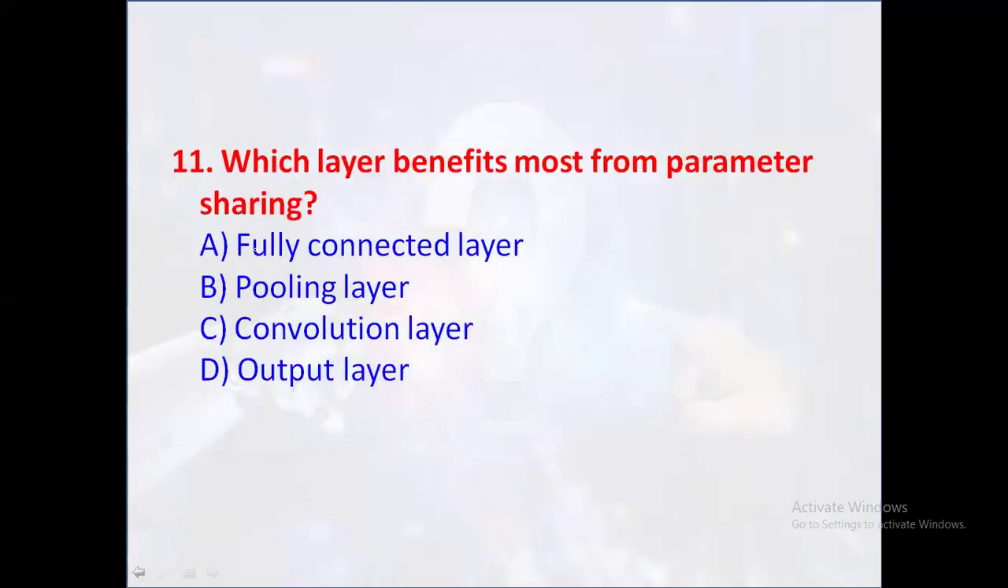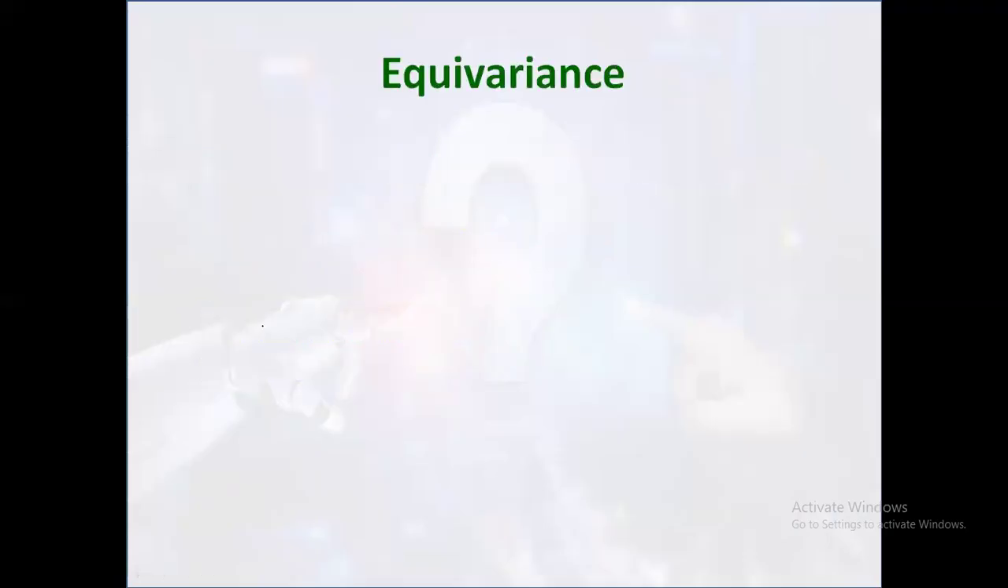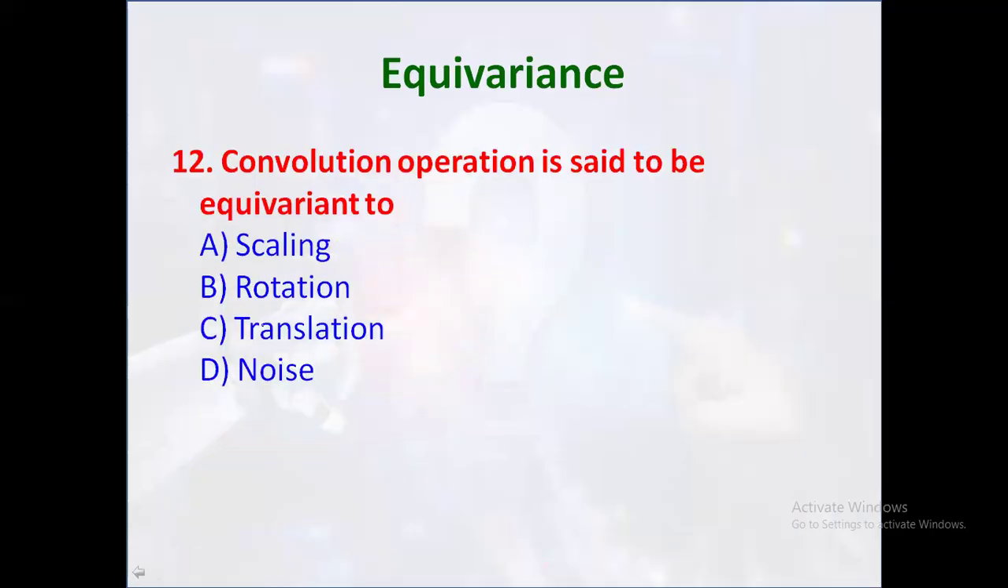Next question is, which layer benefits most from parameter sharing? Fully connected layer, pooling layer, convolution layer, or output layer? Which one is the correct answer? The answer is naturally the convolution layer. Next, the questions are based on equivariance. The convolution operation is said to be equivariant to scaling, rotation, translation, or noise. What is the answer? The answer is translation.